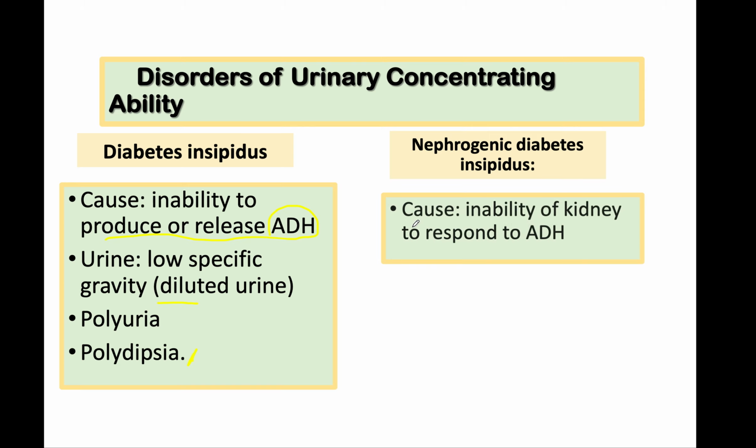The other cause is nephrogenic diabetes insipidus, where the kidneys don't respond to the antidiuretic hormone. They don't make the aquaporins in their distal convoluted tubules and the collecting ducts.